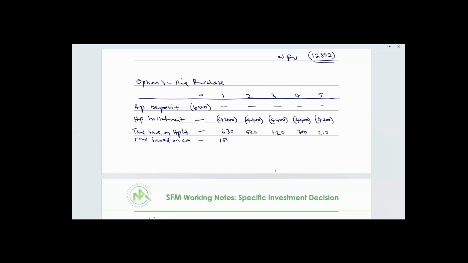Sorry, that's the mix up there. 1125, 844, 633, 698. Then there's also scrap value, trading value of 4,000. So let's find the net cash flow.